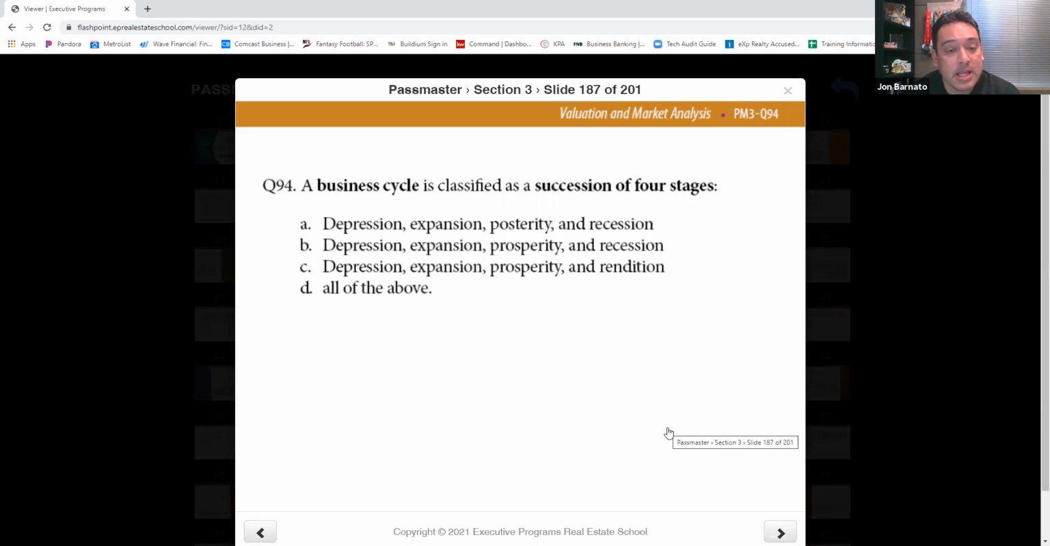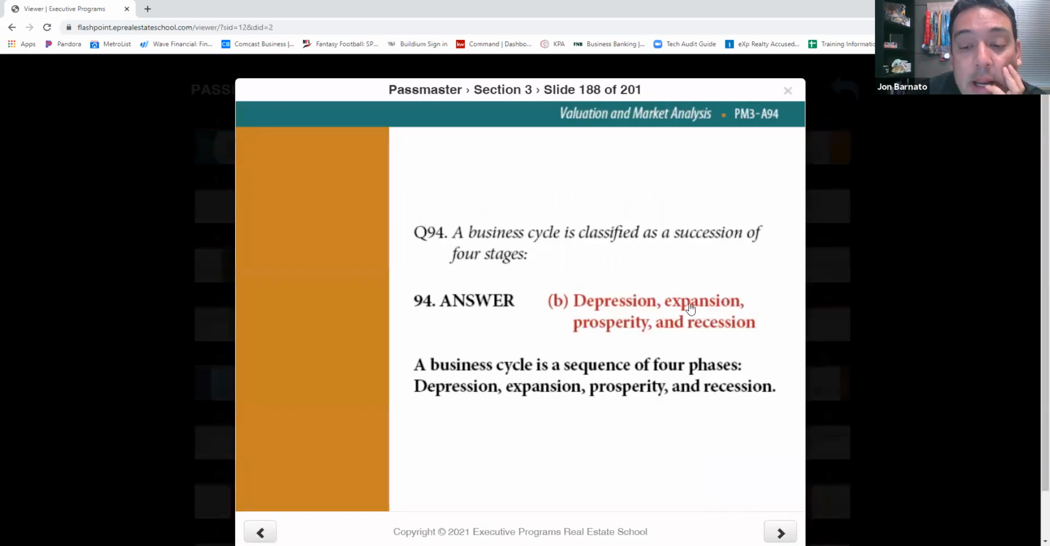The business cycle is classified as a succession of 4 stages. These are the 4 stages. What are the 4 stages of the business cycle? Let's see. I would say B. Yep. Just so you know, this is also the real estate cycle. So just know it goes up and down. Don't worry.